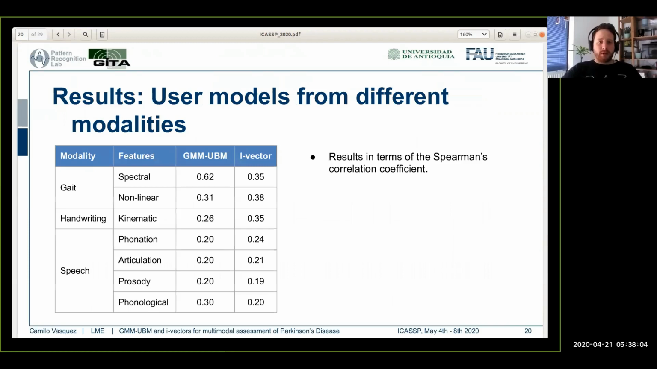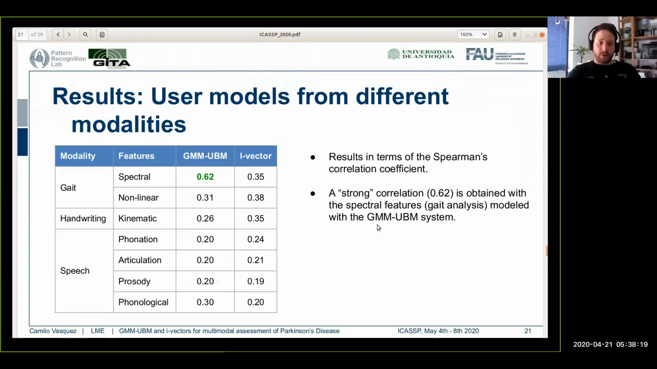So the Spearman correlations between the neurological state of the patient and the user models based on GMM and i-vectors is shown in the table for speech, handwriting, and gait features. A strong correlation is obtained with the spectral features regarding gait analysis, with the model based on the GMM-UBM.